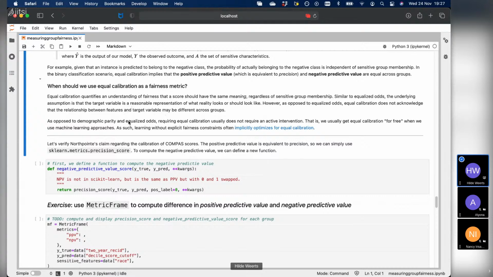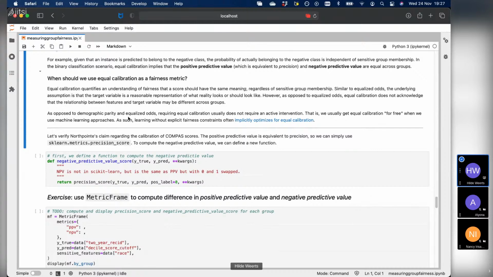And in most cases, it doesn't really require you to do any active interventions, because we sort of get equal calibration for free. And without including explicit fairness constraints such as equalized odds and demographic parity, we often implicitly optimize for equal calibration.